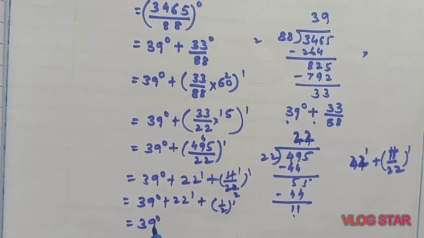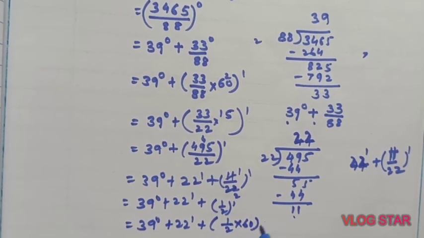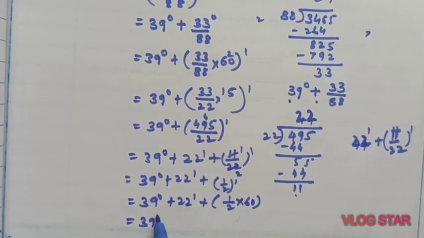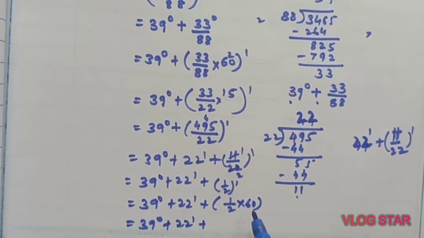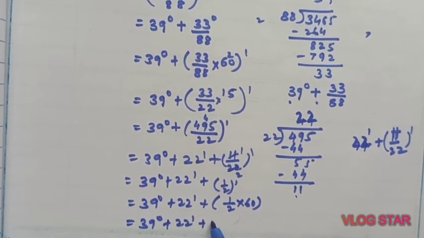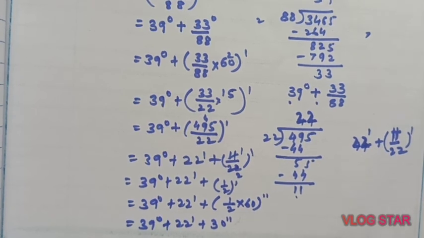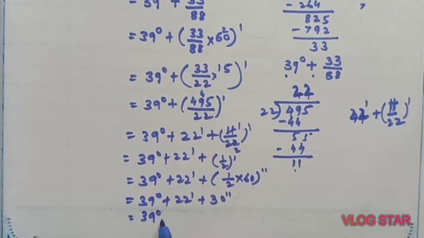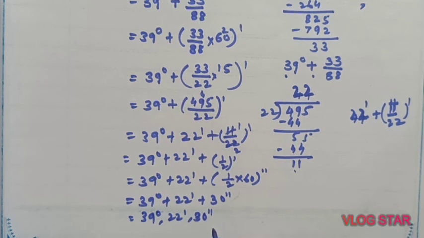So actually this is reduced, so half minute. So convert that half minute again into second, so half into 60. So that conversion is 39 degree 22 minute. So this is 30, this is in second because multiplied. So the final answer is 39 degree 22 minute 30 second.